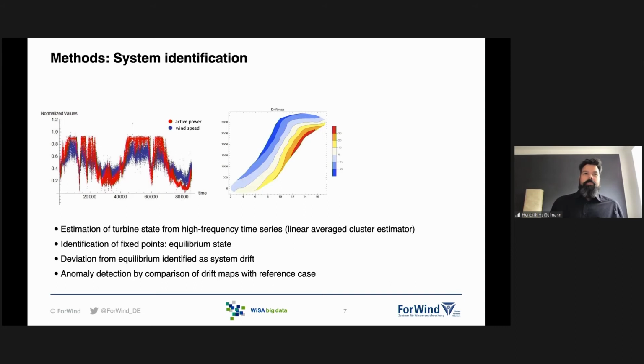Another one is the method for system identification. Basically, we are trying to estimate the turbine state from these high frequency data.